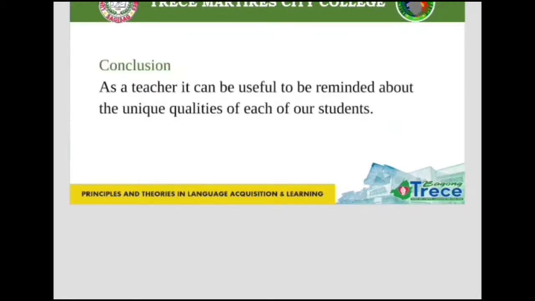Conclusion: as a teacher, it can be useful to be reminded about the unique qualities of each of our students. So, yun, importante para sa mga students na malaman yung kalagahan ng learning strategies, training, cooperative learning, and multiple intelligences.